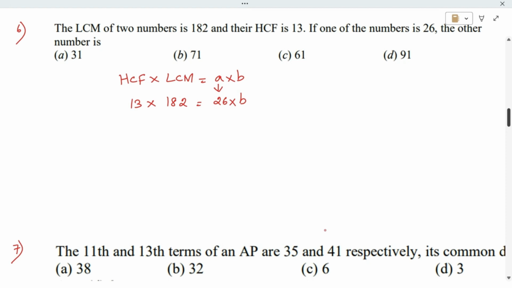Now transpose 26 to the other side. So 13 times 182 by 26 is equal to b. Cancel 13, one time 13 twos are 26. Now cancel 182 and 2, which is going to be 91. So b is 91, which is option D.